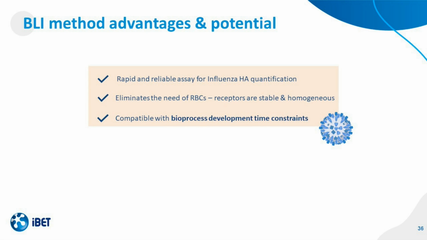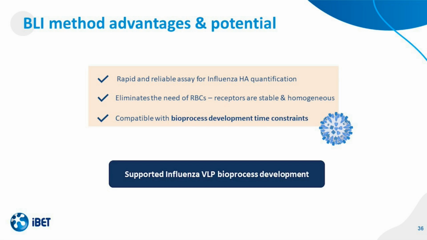So we were able to develop a fast and robust assay for HA quantification, and this one does not need to use red blood cells and uses instead stable and homogeneous receptors. And as for the other case study, this one also provides a bioanalytical tool that is compatible with the time constraints that are faced during bioprocess development. In fact, having this analytical tool implemented supported influenza VLP bioprocess development for all the multivalent VLPs produced.